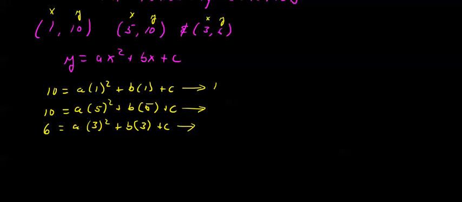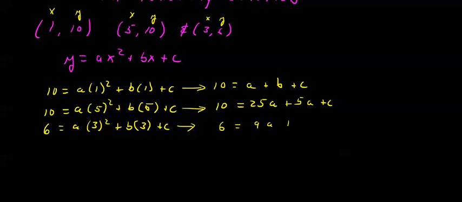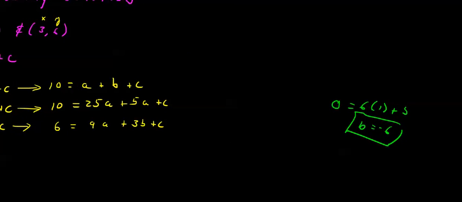And we get 10 equals a, 1 times b is b, plus c. Here we get 10 equals 25a, 5 times 5 is 25, plus 5 times b, plus c. And lastly, 6 equals 9a, plus 3b, plus c.